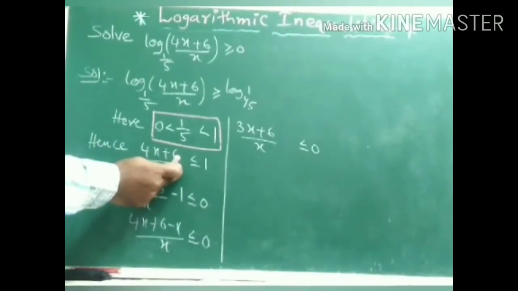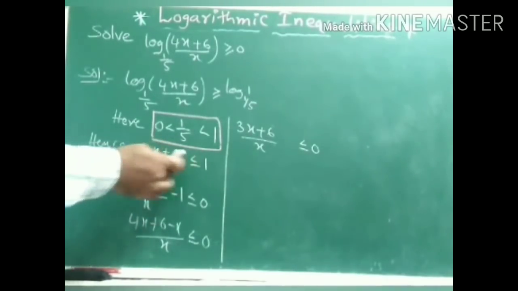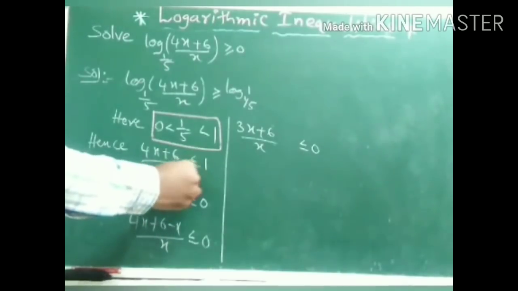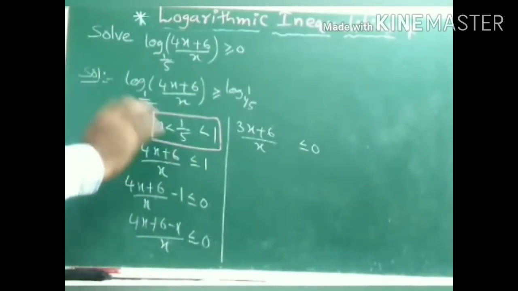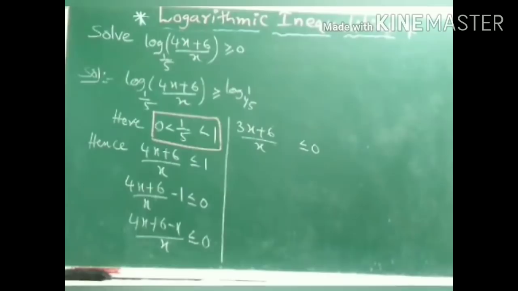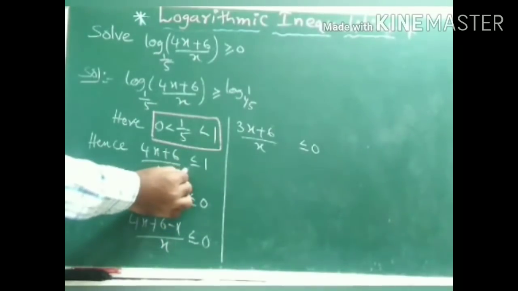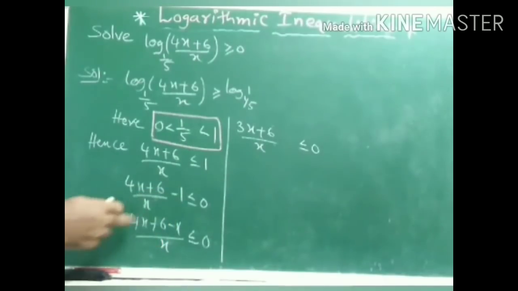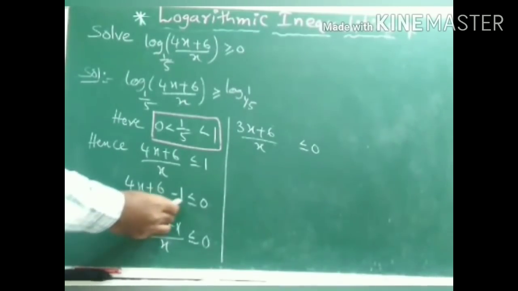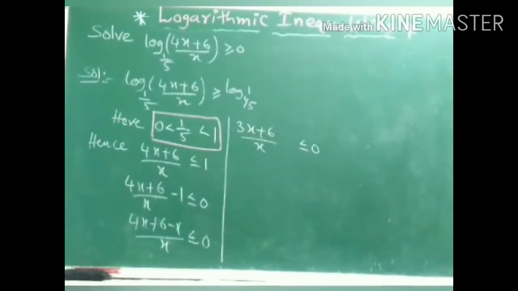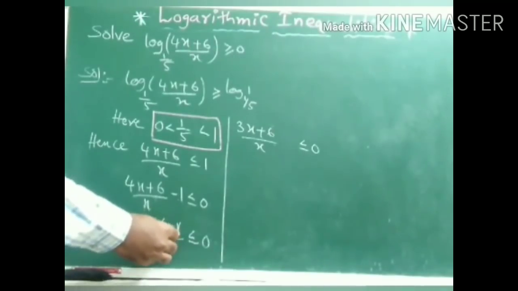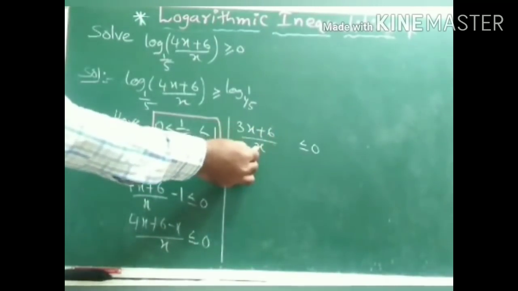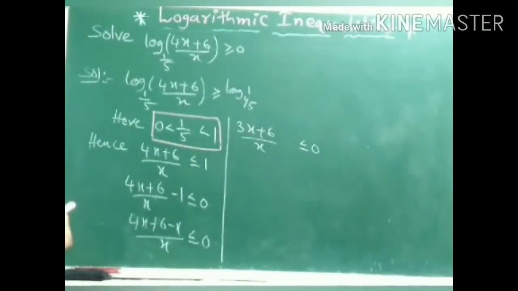And I told you, never go for cross multiplication while solving inequalities. Cross multiplication is strictly prohibited in inequalities. So rather than cross multiplication, better you bring the 1 to this side. Hence this now becomes minus 1. Take the LCM: (4x + 6) and now minus x, over x. So finally 4x minus x, which equals (3x + 6)/x less than or equal to 0.